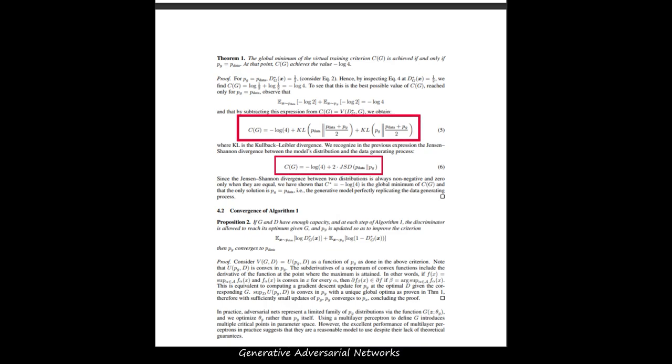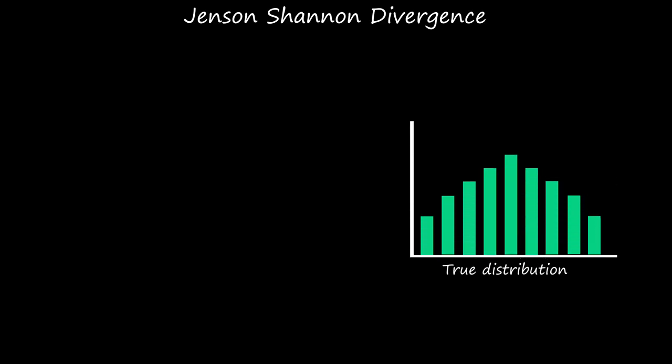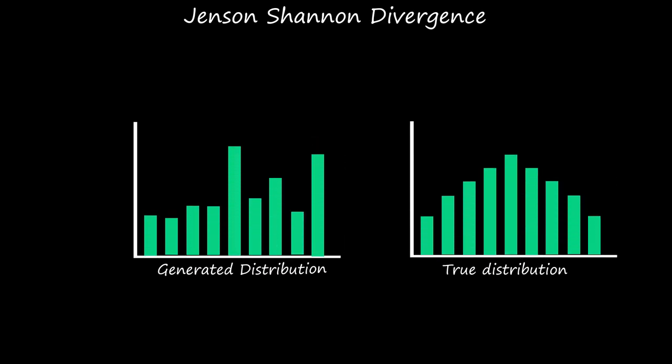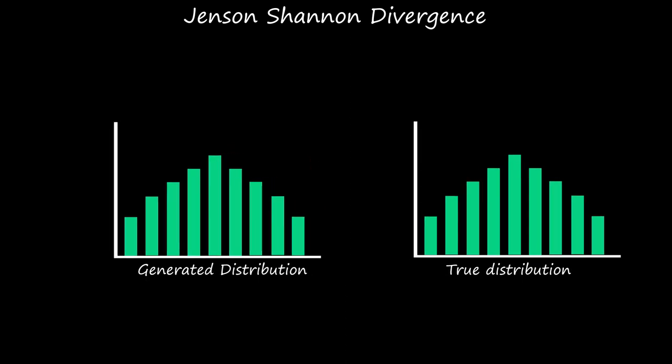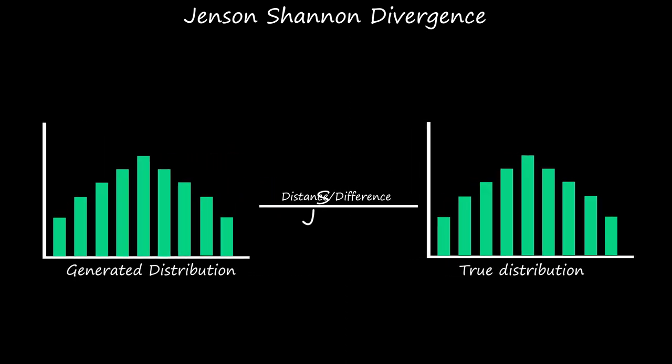JSD is important in machine learning because it's often used as a loss function in generative models, such as generative adversarial networks. The models aim to generate samples that resemble the original data distribution as closely as possible. JSD is used as a measure of the difference between generated samples and the original data distribution. Let's understand how it's calculated.